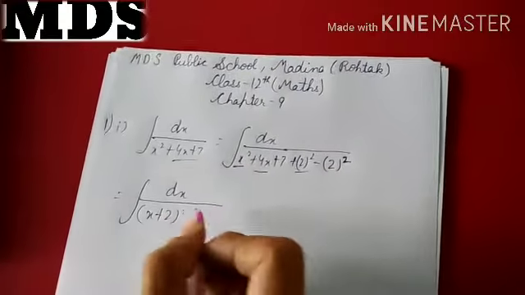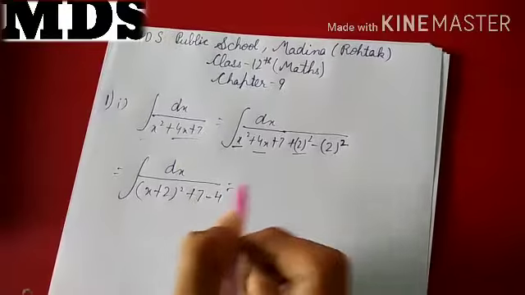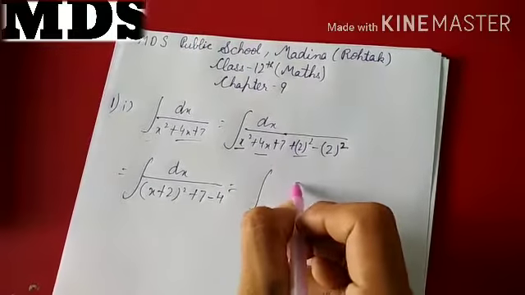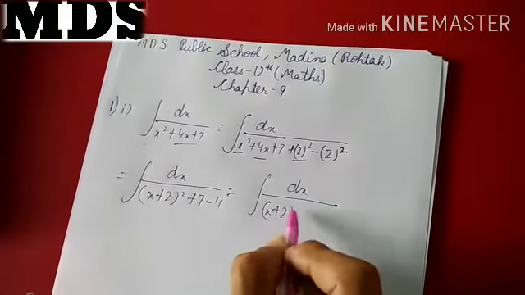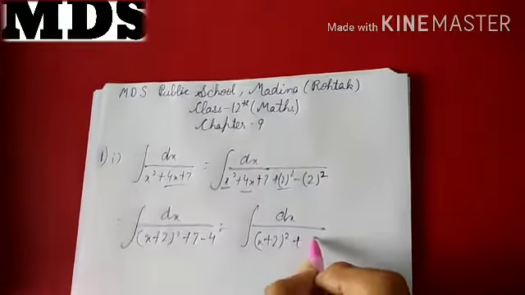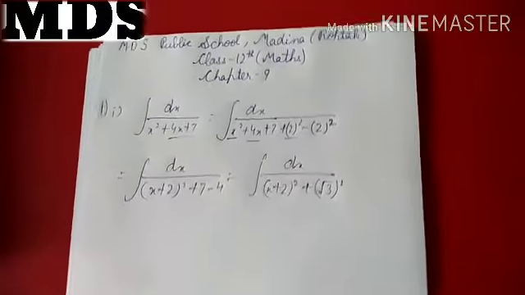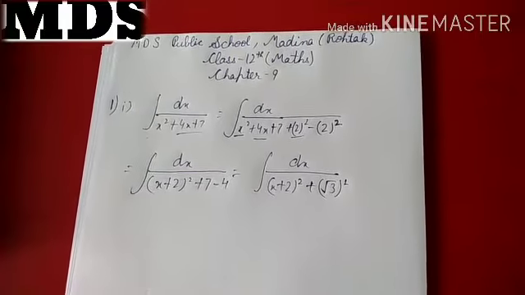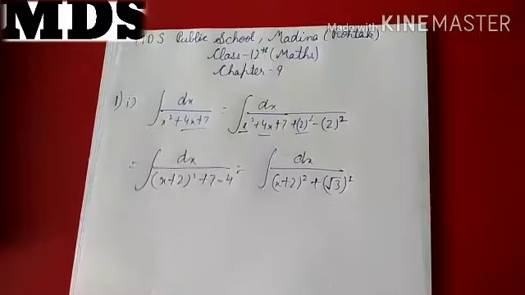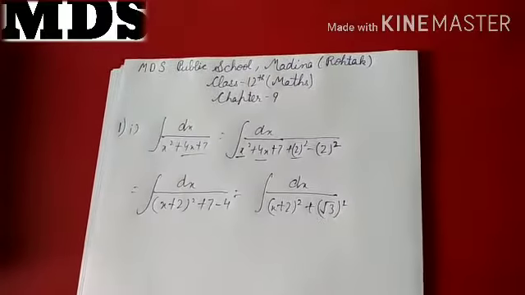It will be x plus 2 whole square, and then remaining will be plus 7 minus 4. So this will be what? It will be dx by x plus 2 whole square plus root 3 whole square. 3 can be written in this way. Okay, and we need squares in denominator. So this will be there.